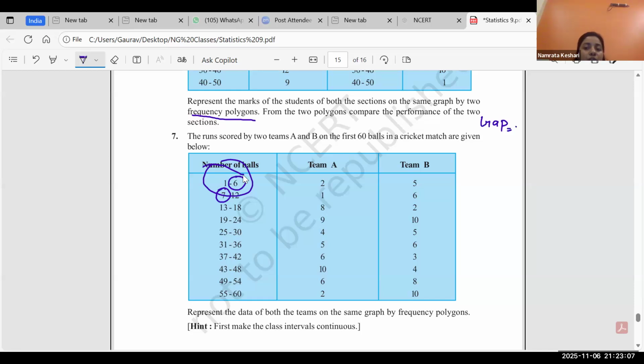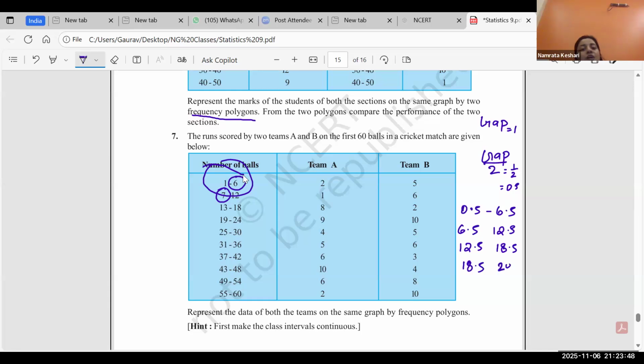Okay, so what we do is gap divided by 2, that means 1 by 2, that means 0.5. Now we subtract this 0.5 from the lower limit and add 0.5 to the upper limit. Due to that, 1 minus 0.5 will be 0.5, and 6 plus 0.5 will be 6.5. 7 minus 0.5 will be 6.5, and 12 plus 0.5 will be 12.5. 13 minus 0.5 will be 12.5, and 18 plus 0.5 will be 18.5. Making sense? Yes, ma'am. 19 minus 0.5 will be 18.5, and 24 plus 0.5 will be 24.5.